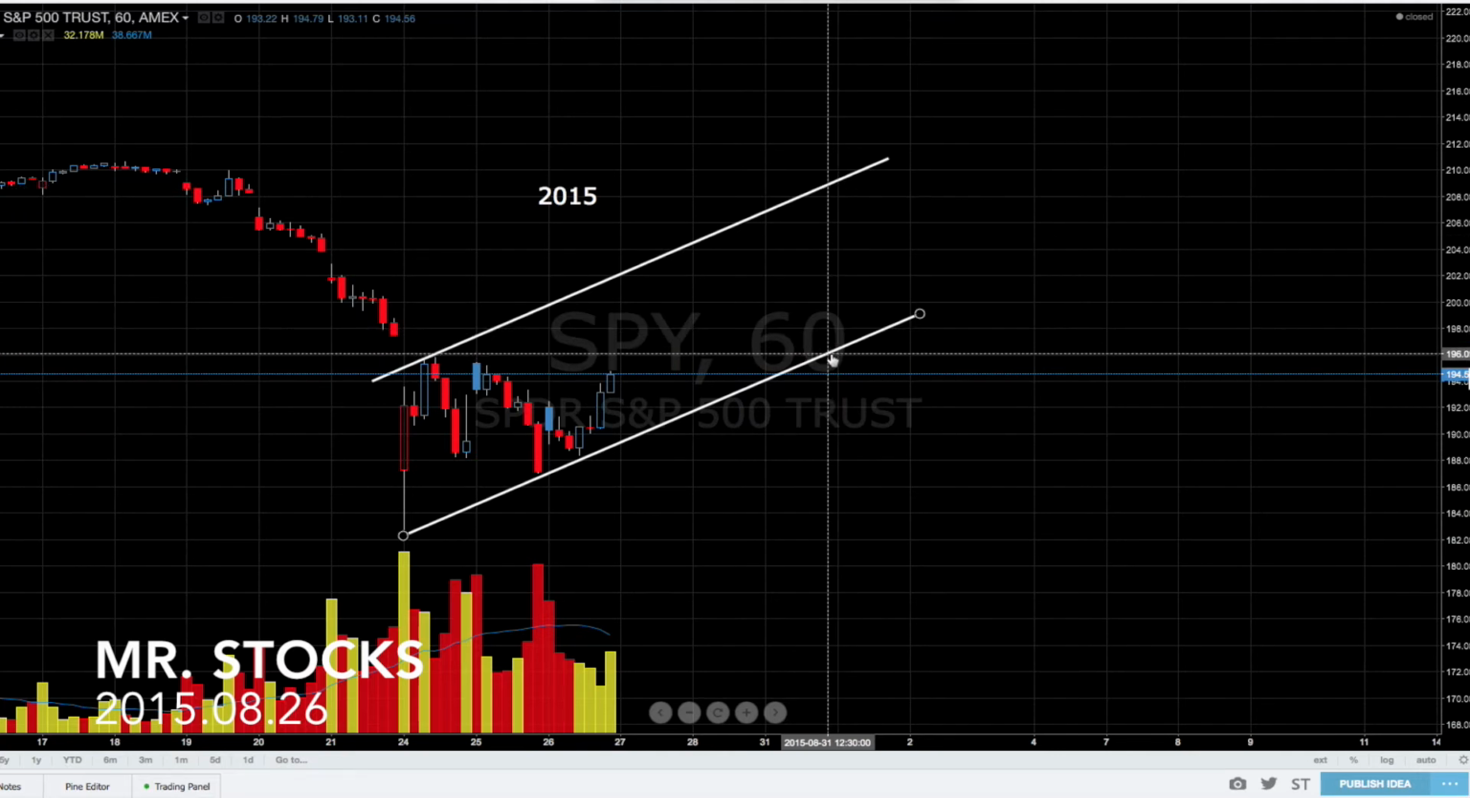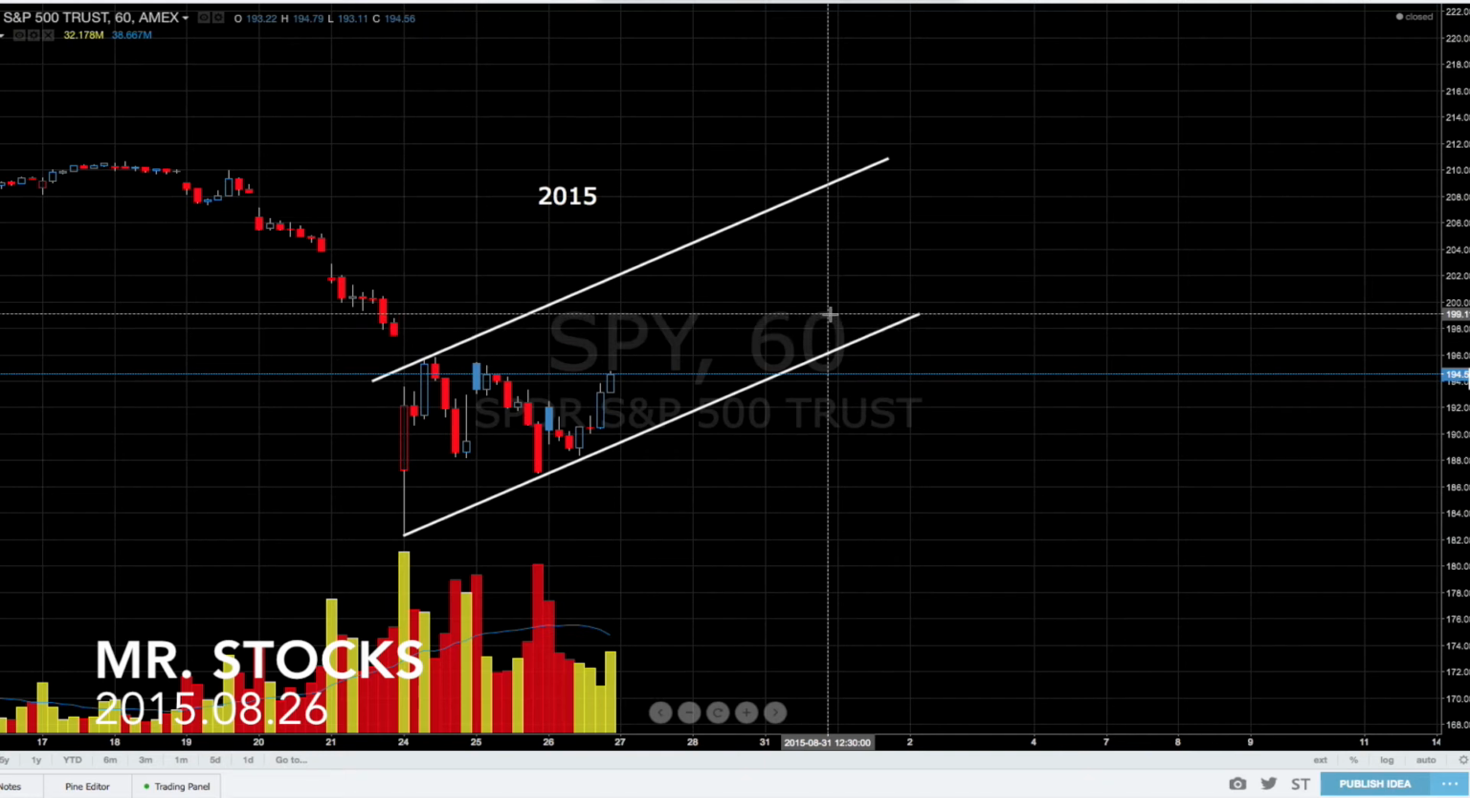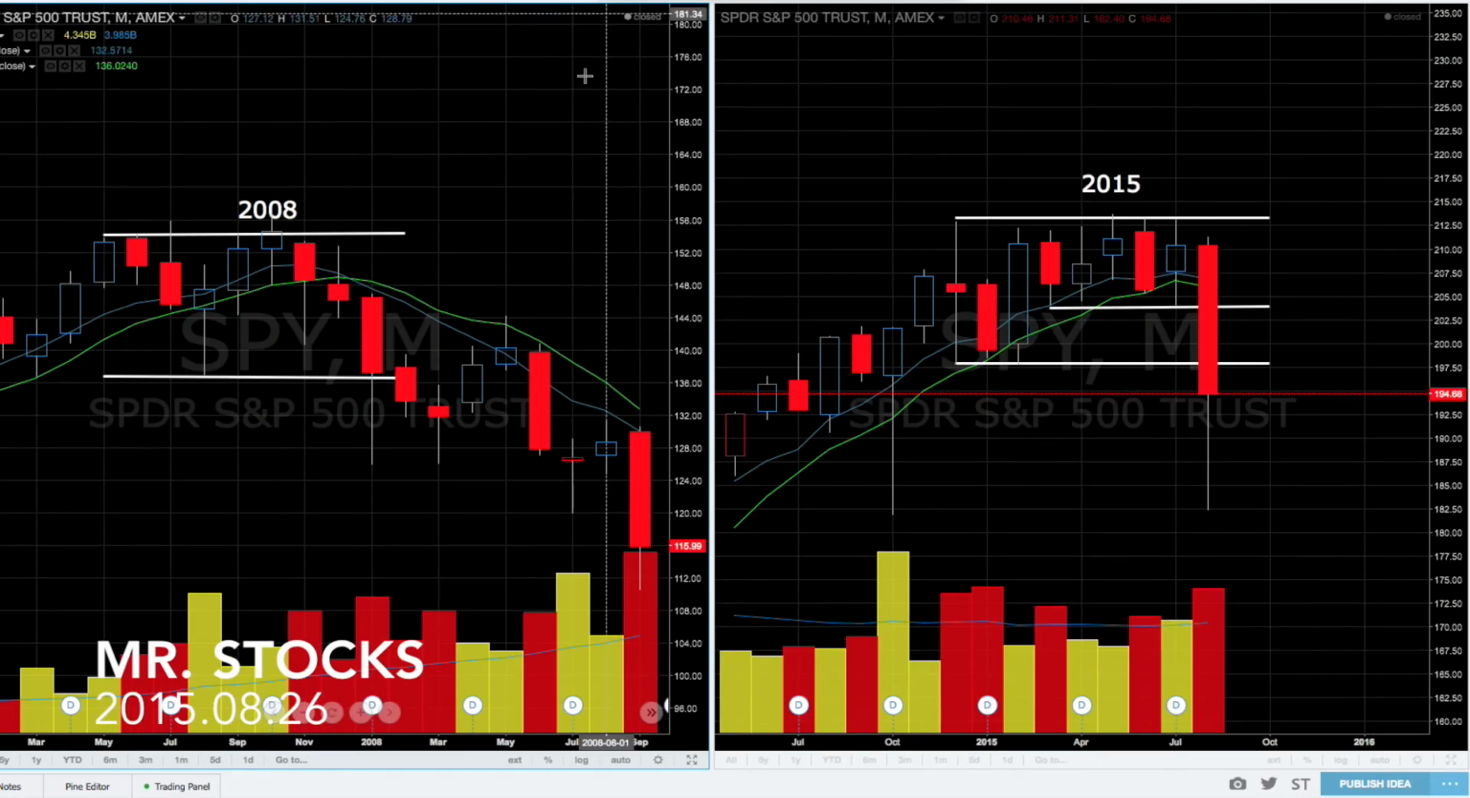However, if we close around 196, 198, or 200, I would say that we probably see some more downside. If we look at 2008, we closed slightly above it, so the same thing might happen in 2015.